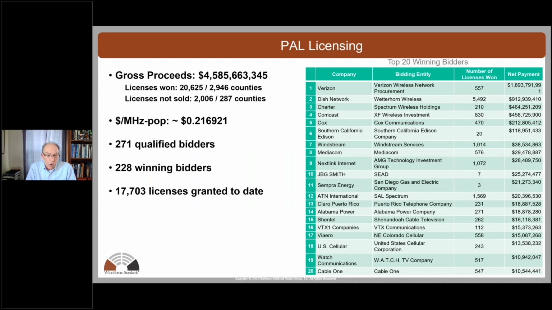As everybody knows, we had an auction that generated nearly $4.6 billion. The two takeaways from this slide are the number of winning bidders and the number of qualifying bidders, more than in any other auction. Some people look at the CBRS auction and say, only 4.6 billion, but it had more participation because of the license areas, which were counties. There's the top 20, and so far the Commission has granted almost 18,000 licenses, over 17,000, out of a total of 23,000 that could be granted. Next slide.